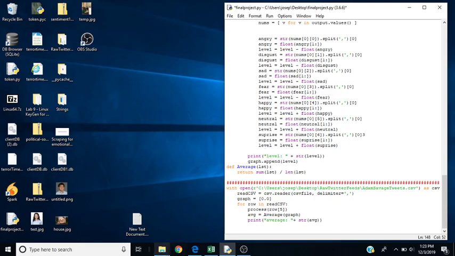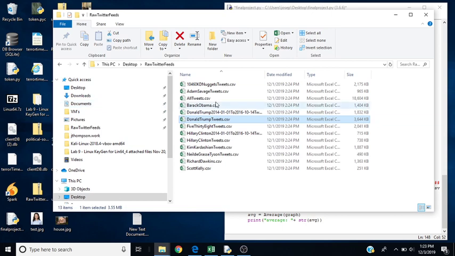For my demo, we'll start by looking at the data I was working with. Open right here. You can see it. All these are Excel files. They're the CSVs for Barack Obama's tweets, Donald Trump's, Hillary Clinton, Kim Kardashian, Adam Savage.